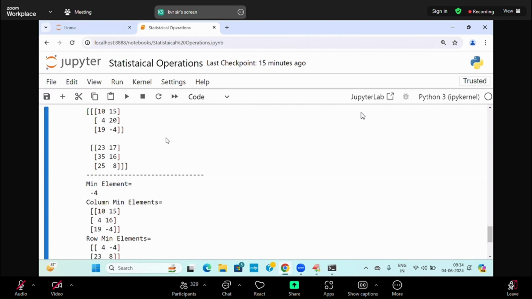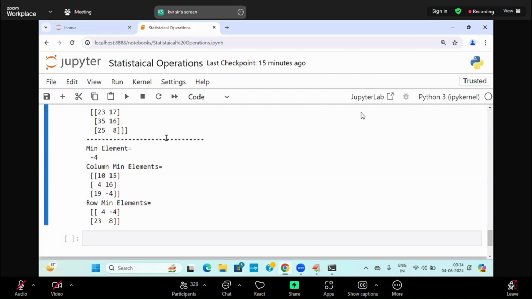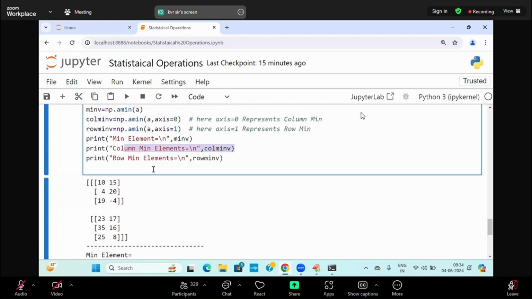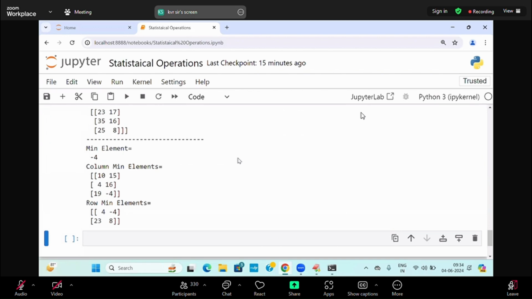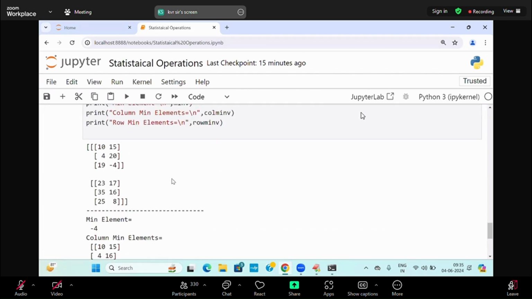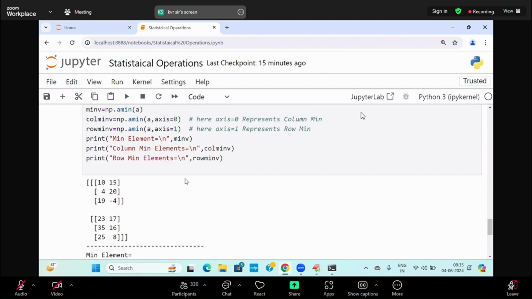In that it is going to give you, I think, 4, and then what? Column min elements, it is going to give you what? It is giving only the first part. It is giving you column min elements. Which elements is it giving? Only the first matrix is printing here.